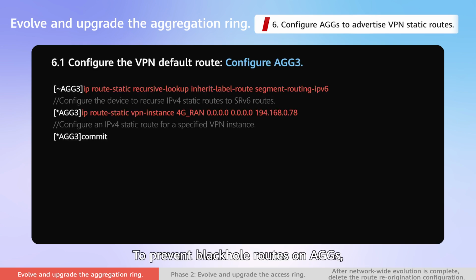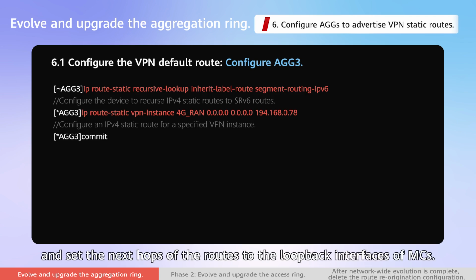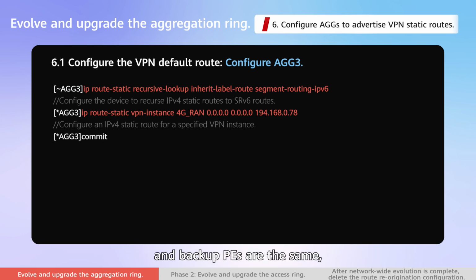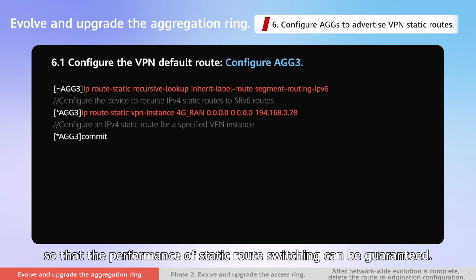To prevent black hole routes on AGGs, configure VPN static routes on AGGs, and set the next hops of the routes to the loopback interfaces of MCs. Ensure that the addresses of the loopback interfaces on the master and backup PEs are the same, so that the performance of static route switching can be guaranteed.